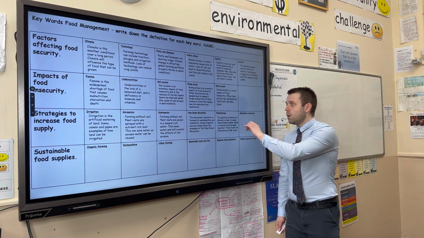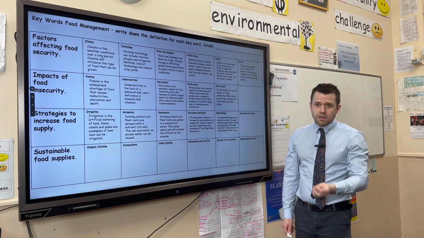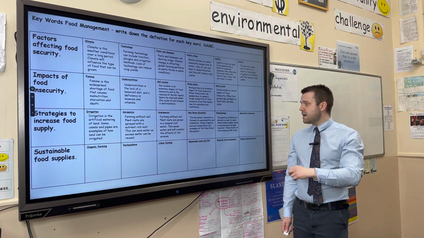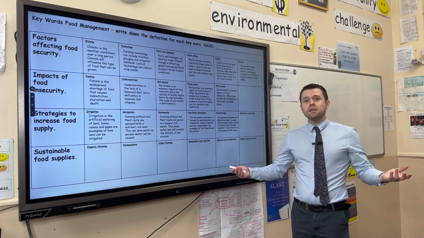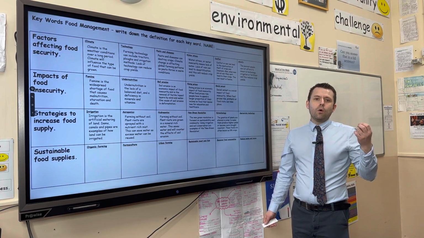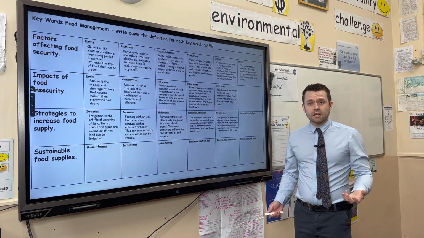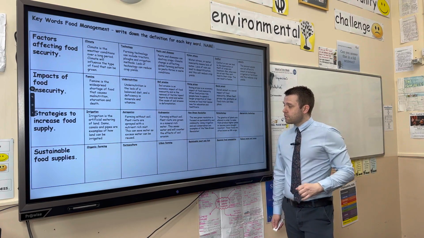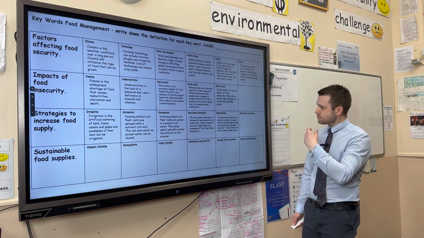Biotechnology. So, biotechnology is technology to do with living things. Ultimately, scientists can mess with the DNA of plants and make them more drought resistant. That means they can grow with less water, or they can make them resistant to certain diseases and pests so they don't get eaten. Okay? And these foods are often known as GM or genetically modified crops.